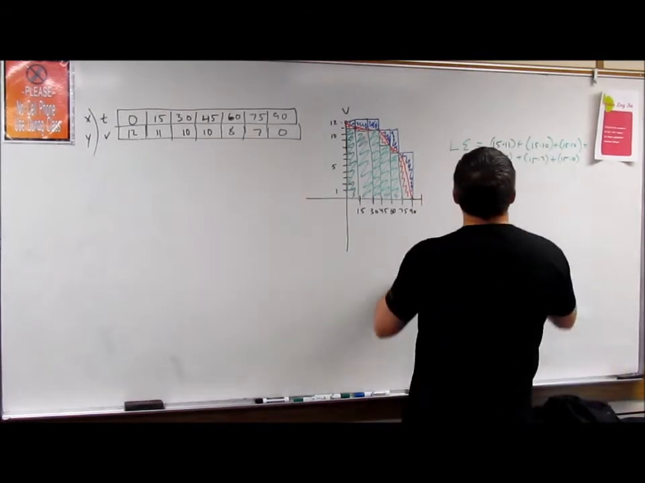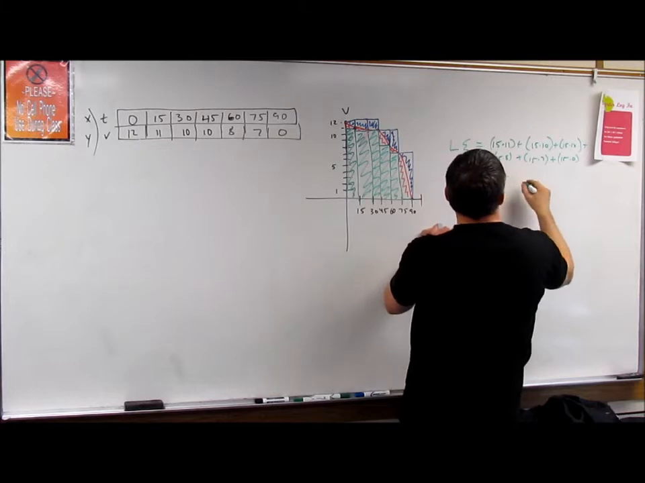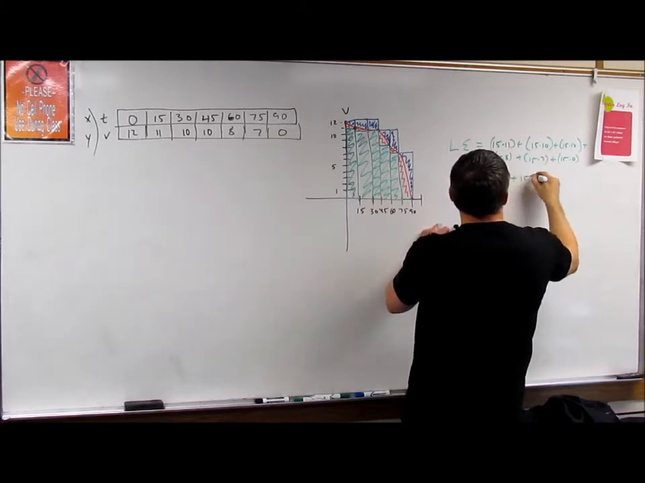So what we have here is 15 times 11, which is 165, plus 15 times 10, which is 150.